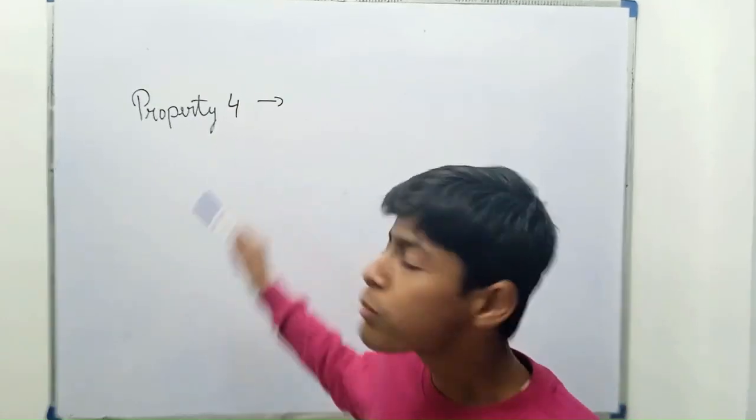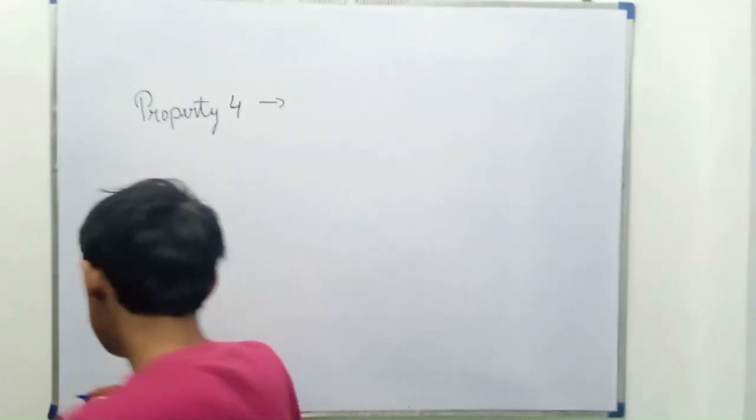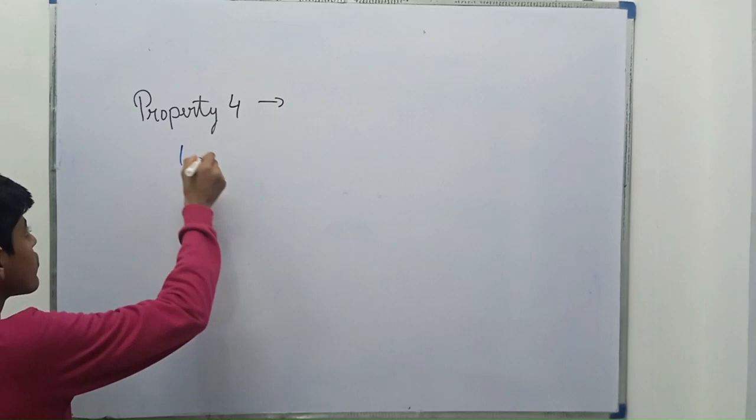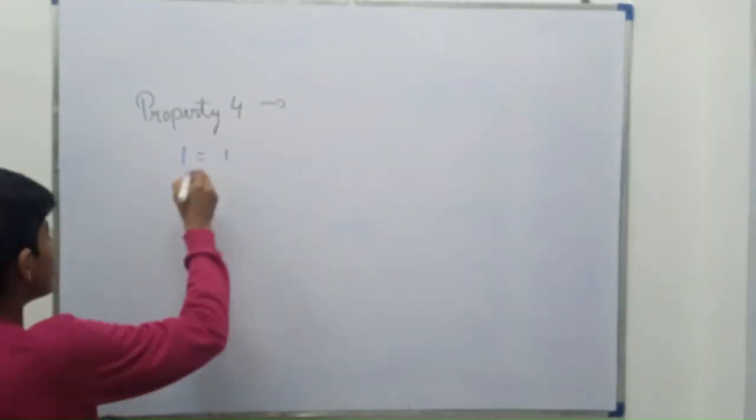Now guys, the fourth property is that first we take 1. So the square of 1 is 1.